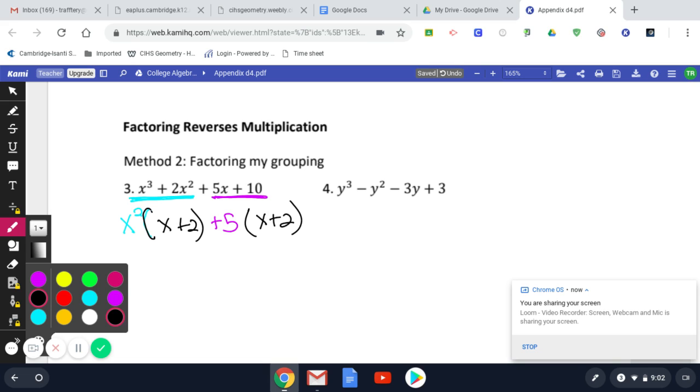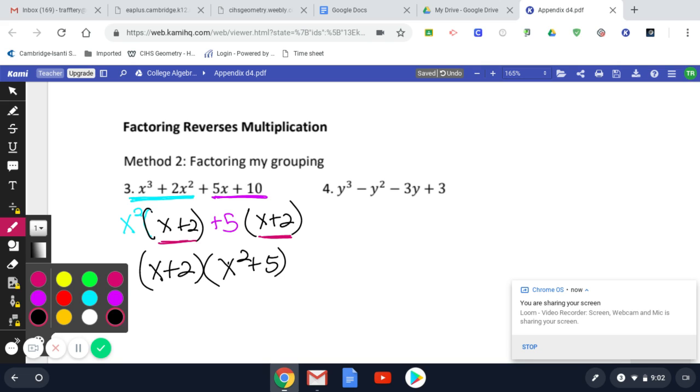Now, I did that on purpose so you could see that, do you recognize now that these both have a common factor of x plus 2? So if I factor out x plus 2, then that leaves me with x squared plus 5. So I took a cubic with 4 terms and I factored it into 2 binomials, is what we just did.